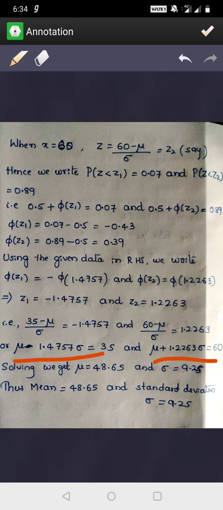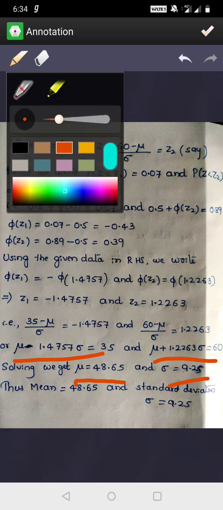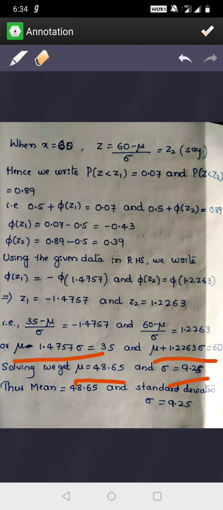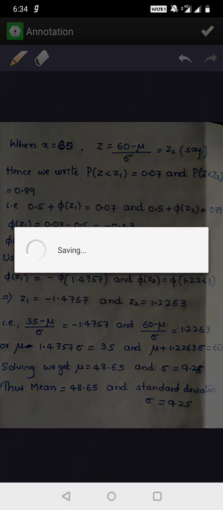Similarly, here also cross multiply and take the mu to RHS. Then we'll get two simultaneous equations in terms of mu and sigma. After solving, we'll get mu as 48.65 and sigma as 9.25. Therefore, the mean and standard deviation for this are 48.65 and 9.25.